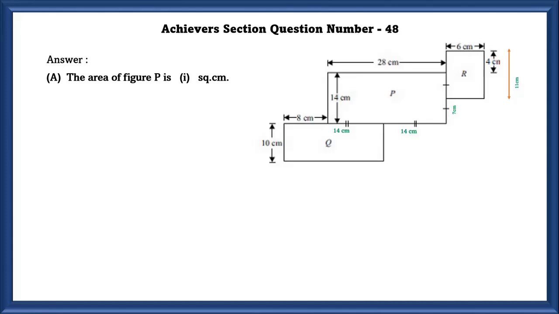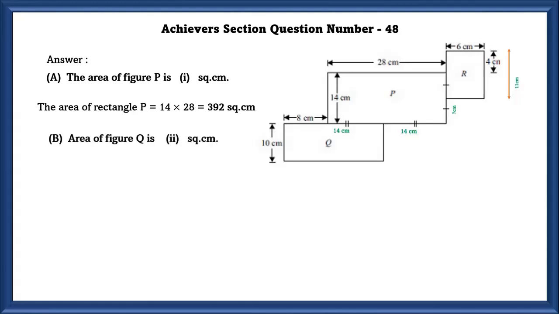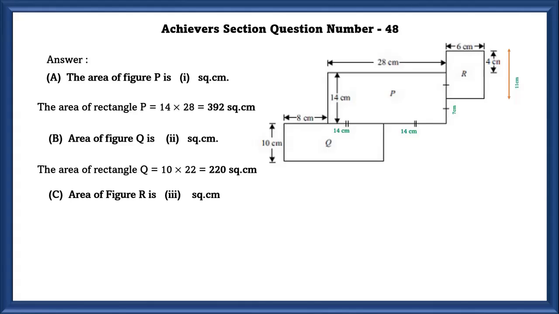Now let us find the answers. A. The area of figure P is dash square centimeters. Area of rectangle is equal to L into B, so it is equal to 392 square centimeters. B. Area of figure Q is dash square centimeters. The area of rectangle Q is equal to 10 into 22, which is equal to 220 square centimeters. C. Area of figure R is dash square centimeters. The area of rectangle R is 66 square centimeters.